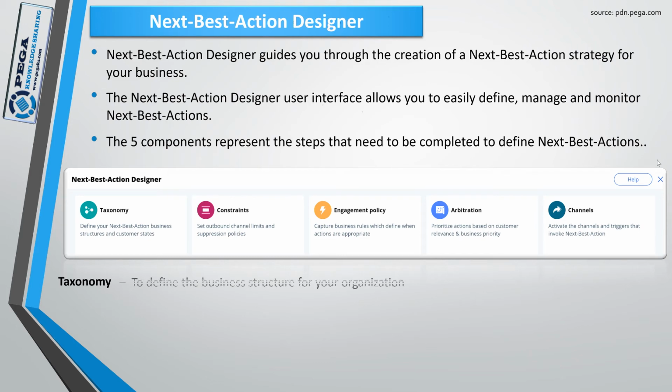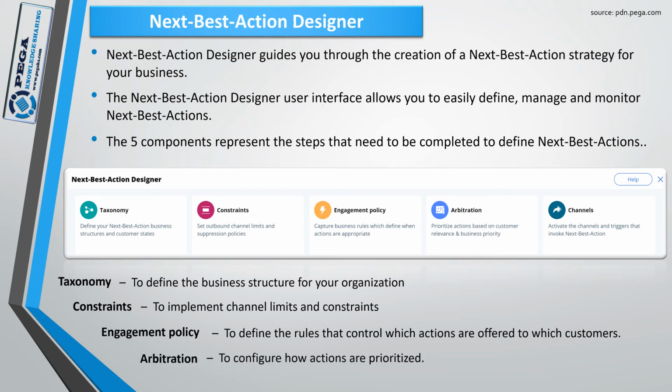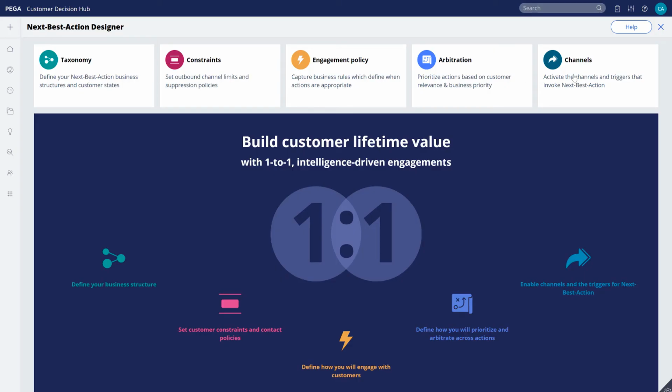Taxonomy. Use the taxonomy component to define the business structure for your organization. Constraints. Use the constraints component to implement channel limits and constraints. Engagement policy. Use the engagement policy component to define the rules that control which actions are offered to which customers. Arbitration. Use the arbitration component to configure how actions are prioritized. Channels. Use the channels component to configure when and where the next best action is triggered. Now let's talk about all the 5 components one by one.